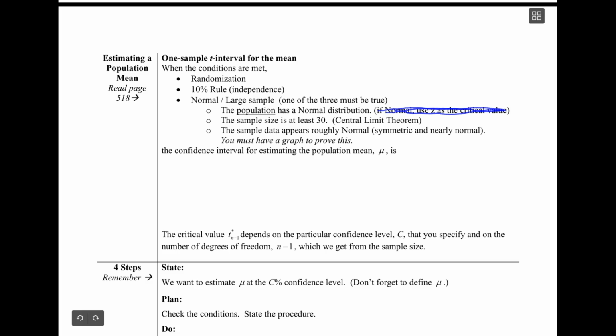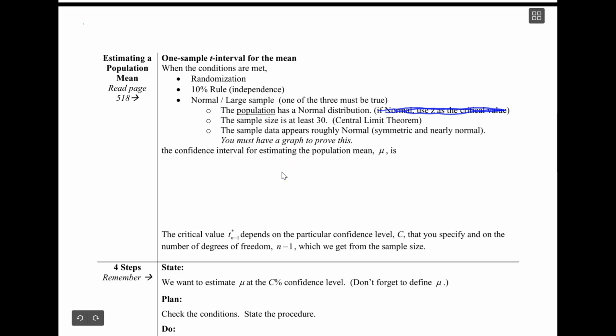If your sample size is at least 30, you're good to go. However, if the sample data appears roughly normal, symmetric, and nearly normal, you must have a graph to prove this. So you're going to see an example of that. I've been talking about it, but we've never seen one. This is the first time we'll see it.